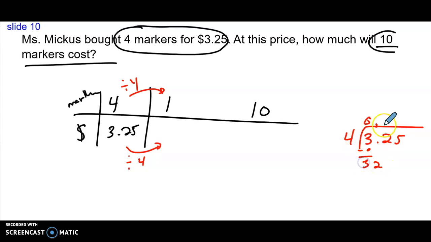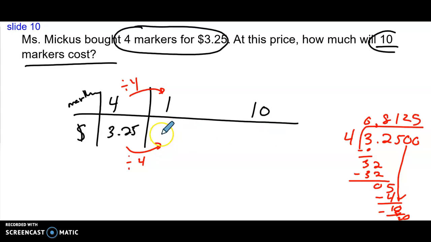So 325 divided by 4 gives me 0. 4 goes into 32 8 times. All right, bring down my 5. 4 goes into 5 1 time. All right, and drop down my 0. 4 goes into 10 2 times. And that's going to be left with 2. Add another 0. 4 goes into 20 5 times. So that's going to be 0.8125. Don't worry about that, it's fine. So basically, 1 marker costs about 81 cents.